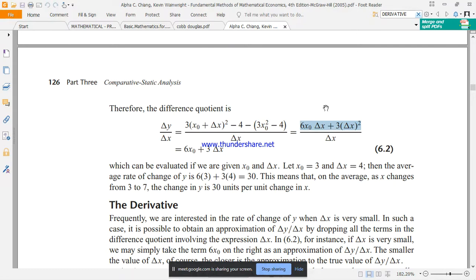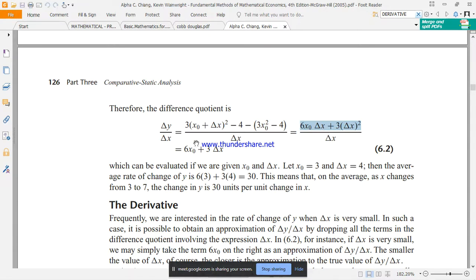So let's open it together. If we multiply this, it will be 2 times 3. That is where the 6x naught is coming from. 6x naught.